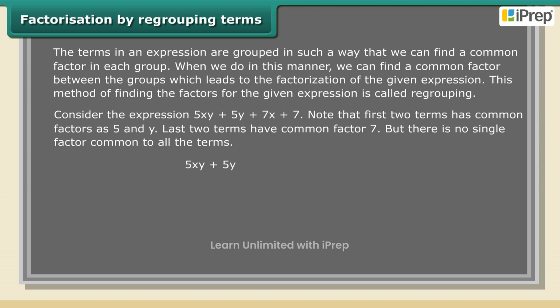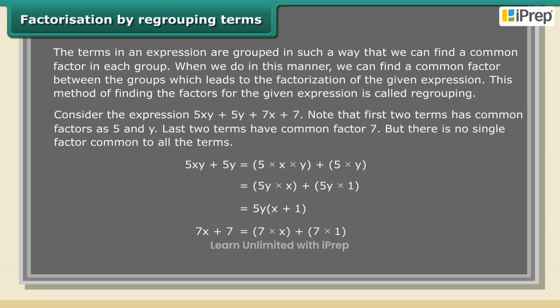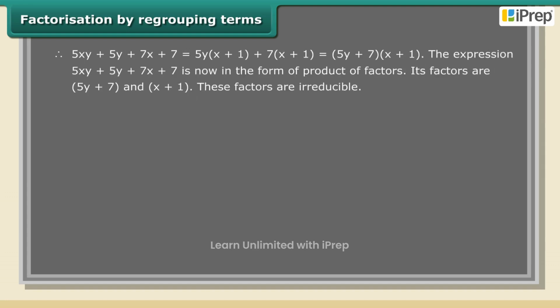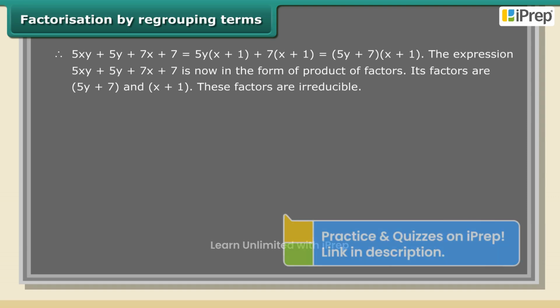5xy + 5y = 5 × x × y + 5 × y = 5y × x + 5y × 1 = 5y(x + 1). 7x + 7 = 7 × x + 7 × 1 = 7(x + 1). The expression 5xy + 5y + 7x + 7 is now in the form of a product of factors.